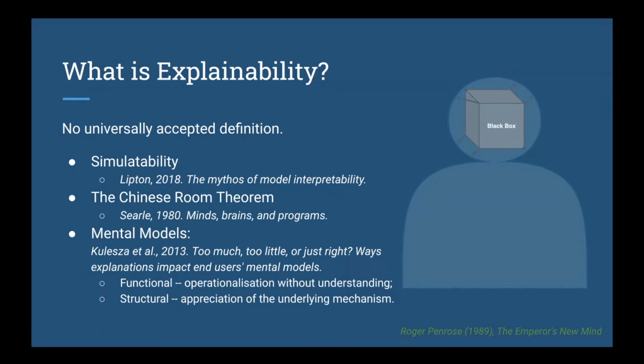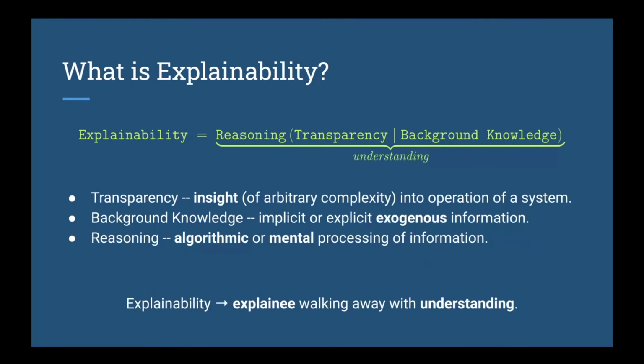more in-depth understanding. There is a really good book by Roger Penrose from the late 80s called The Emperor's New Mind. And in this book, Roger Penrose explores these sorts of concepts in terms of artificial intelligence. And as you can see, more recently, these concepts have been rediscovered in explainability. But regardless of all of that, this doesn't really give you any precise definition.